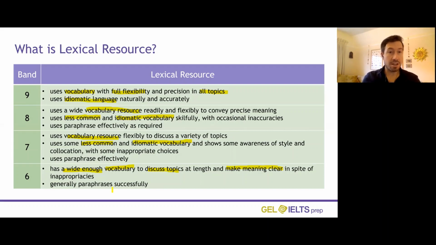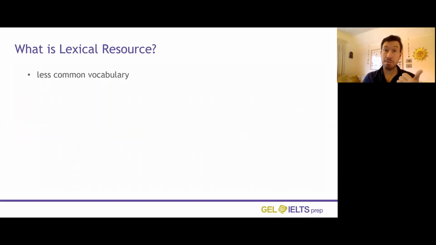And then another thing that comes up here is paraphrasing. So it says paraphrasing successfully, whereas here it says use this paraphrase effectively as required. We're going to look exactly what paraphrasing is in the coming slides. So let's just summarize those points. Less common vocabulary is important. We need to be able to make our meaning clear using the correct vocabulary to do that. And we want to be able to paraphrase well. We're going to cover those now.